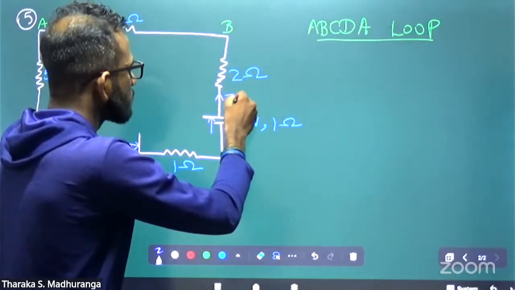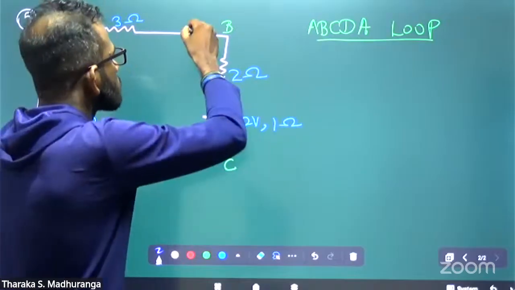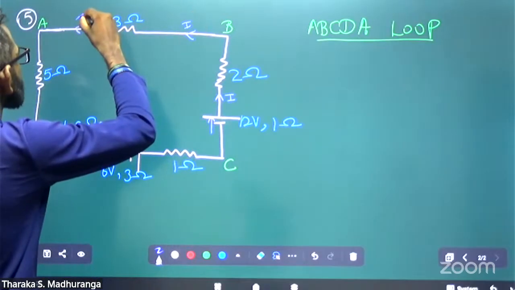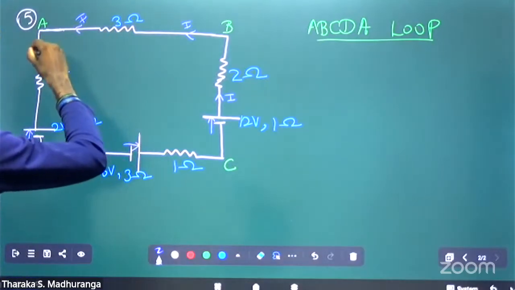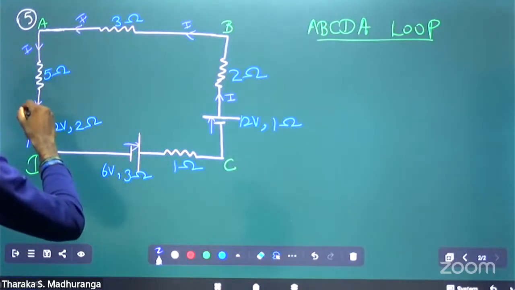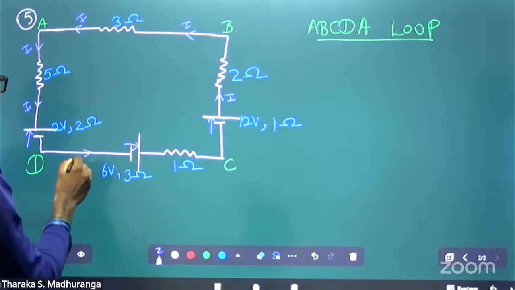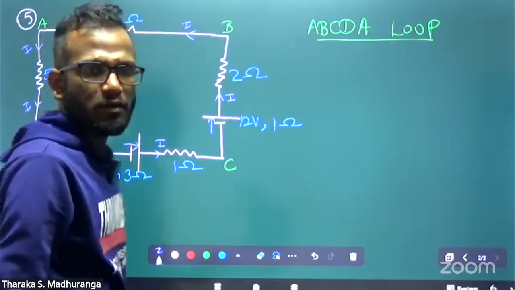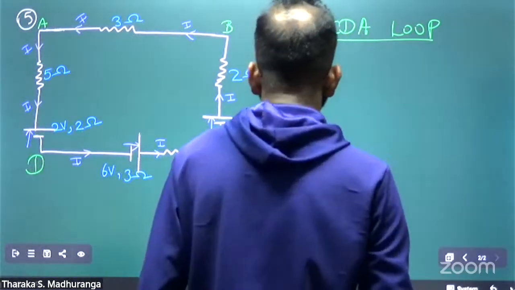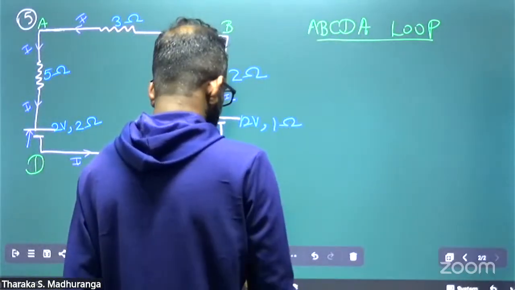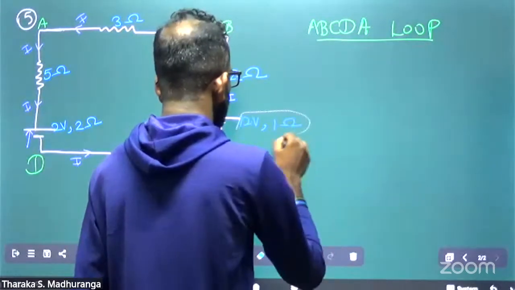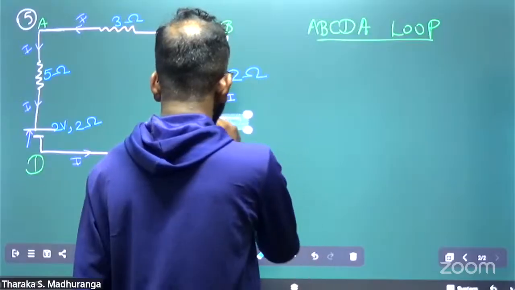Then I think this is I, this one I. Okay. Now I'll get this part.